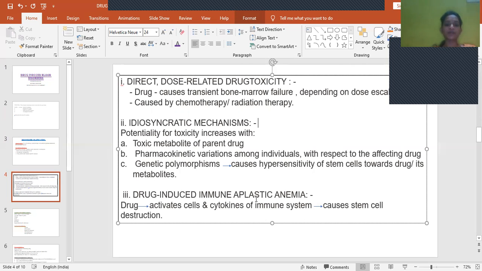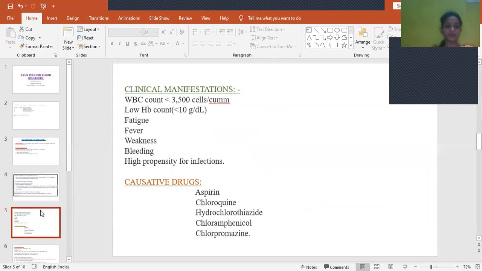And then drug-induced immune aplastic anemia. Whatever the drug is, it activates cells and cytokines of the immune system. What are the cells? T lymphocytes and B lymphocytes and cytokines like interleukins. All of these get activated by the drug. When these get activated, it causes immunological reactions, causing stem cell destruction. So these are the three mechanisms of how drug-induced aplastic anemia takes place.